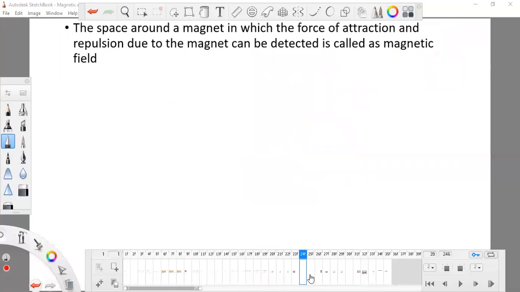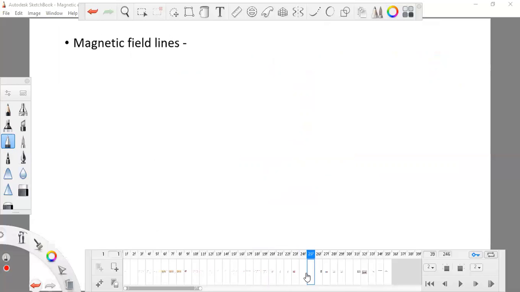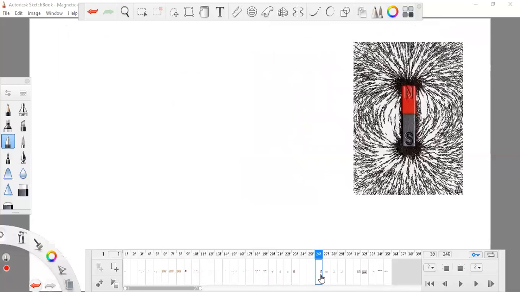So now I'm going to another point, and we are going to learn about magnetic field. Okay, now what is magnetic field? Magnetic field lines. Now look, I'm using a bar magnet, and I know its poles. This is a bar magnet, and I know which pole is which. So this is north pole and this is south pole. Now I'm aware of this.